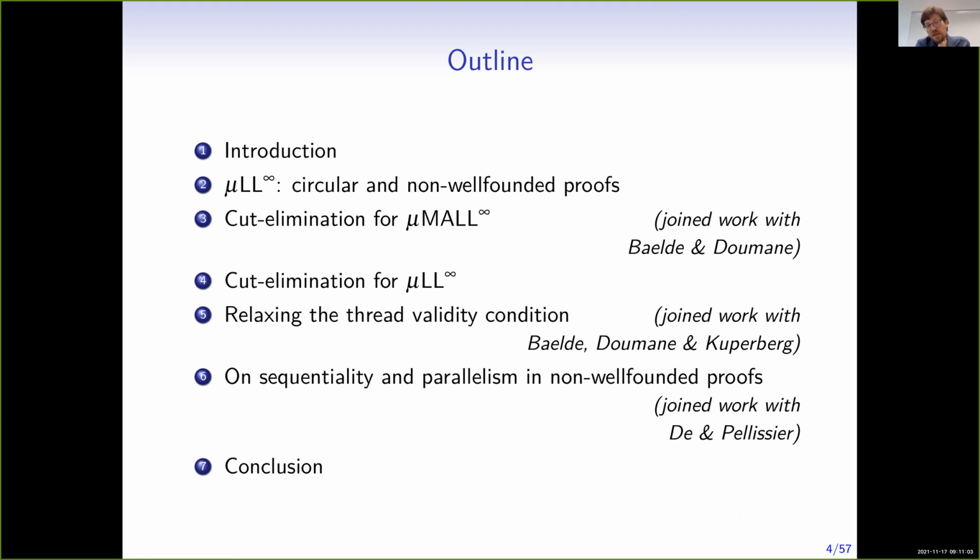And finally, I'll tell you about the work with Abhishek, who's here, and Luc Pellissier on proof nets for non-well-founded proofs. So trying to understand how we can find a balance between some very sequential aspects of sequent calculus and some inherently parallel aspects of non-well-founded proofs and the validity criteria of non-well-founded proofs.